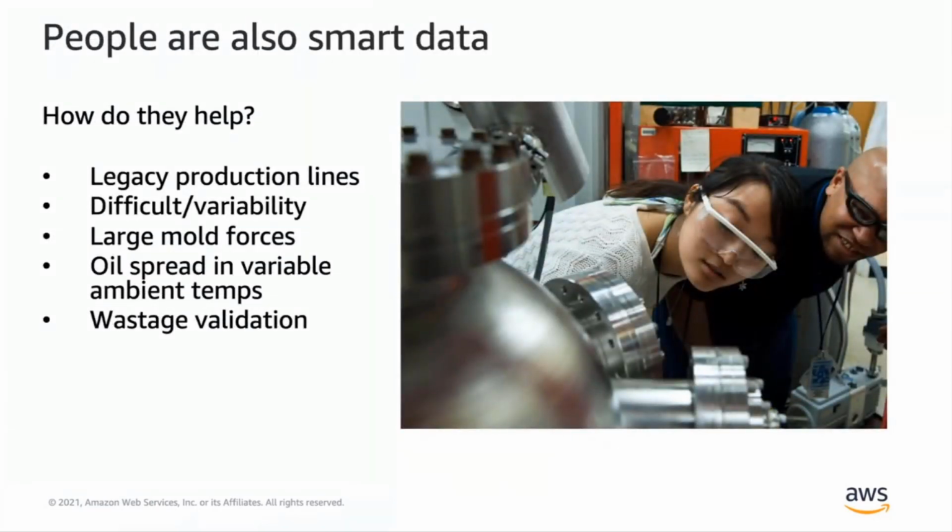People are smart data, and that seems like a very odd thing to say, but people have been monitoring and fixing and altering processes since the dawn of the Industrial Revolution, and even before that. So there's always going to be someone in a factory that knows exactly what happens when something breaks.